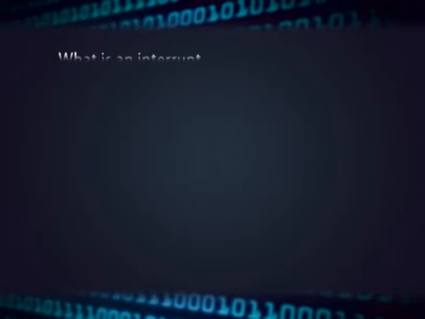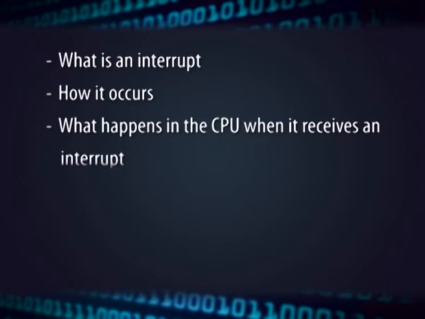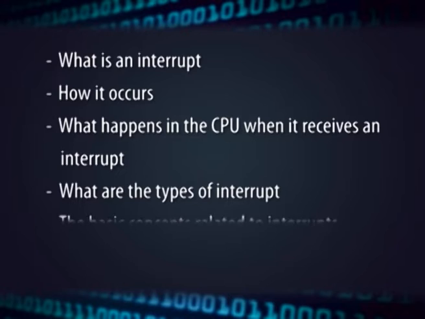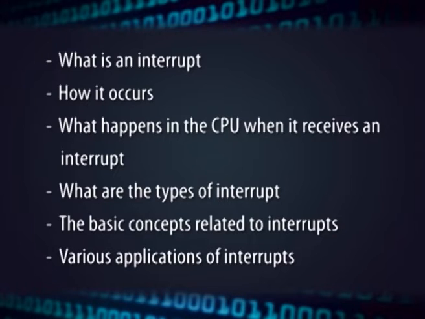Instead of talking in general about the interrupts, it is better if it is understood taking an example of a typical microprocessor like 8088. Therefore, today we are going to study what an interrupt is, how it occurs, what happens in the CPU when it receives an interrupt, and what the different types of interrupts are. The basic concepts related to interrupts are explained using the example of a microprocessor like 8088. Also, the various applications of interrupts are explained in brief.